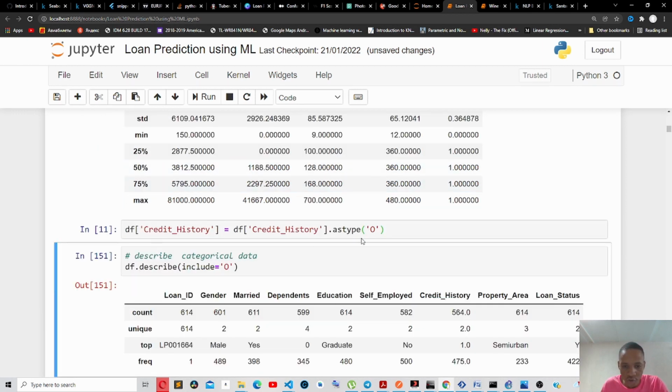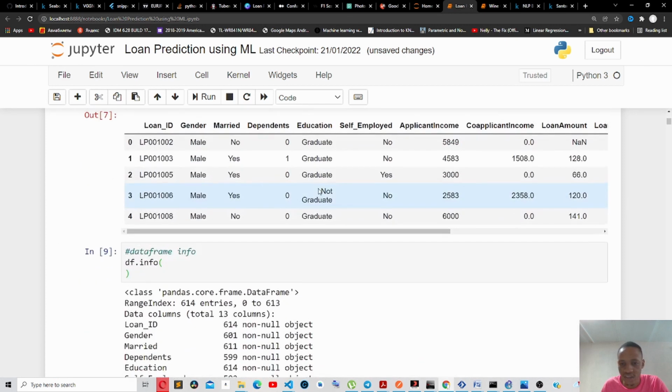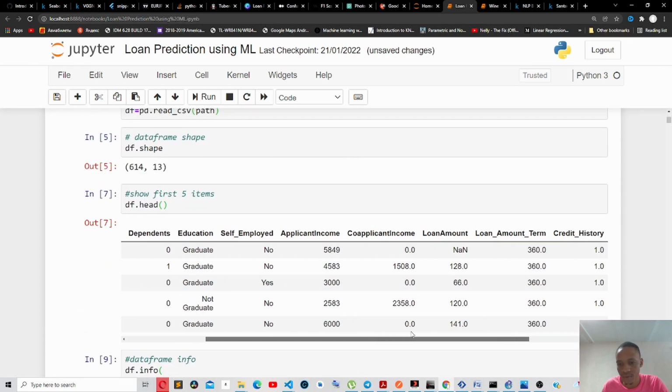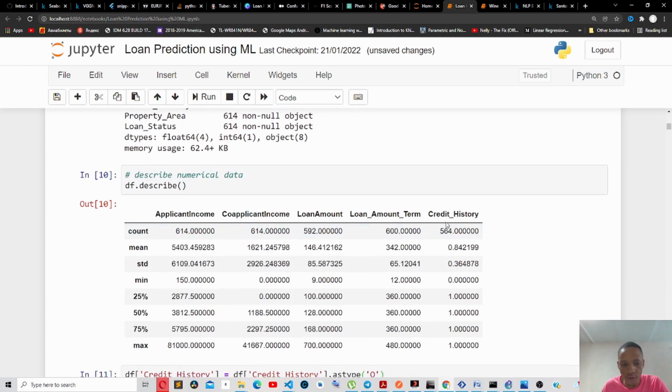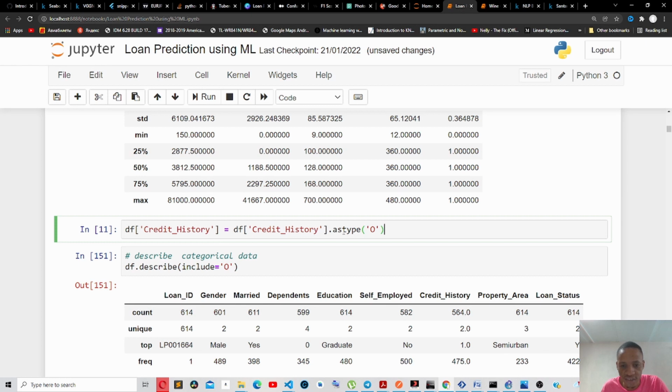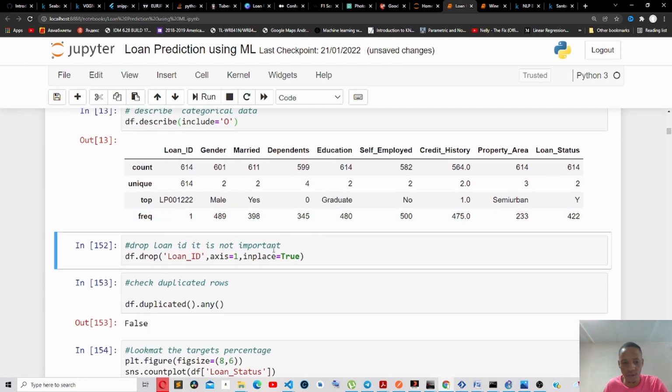And then what we are going to do is set the credit history. As you can see, credit history. We are going to set the data type of this credit history as an object. So to do that, we are going to select the column: df['Credit_History'] = df['Credit_History'].astype('object'). And then we are now going to include it as categorical data: df.describe(include='O'), where O stands for object. So now, as you can see, we have included it.